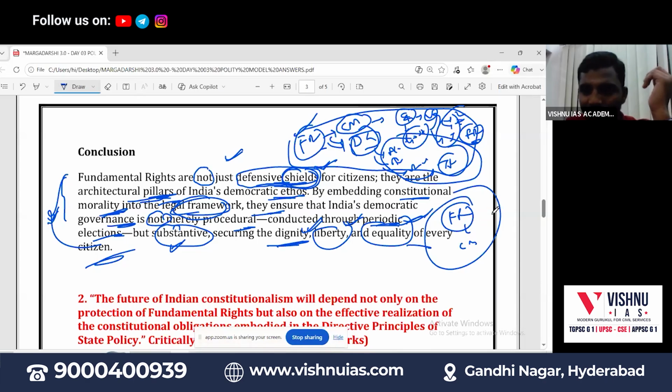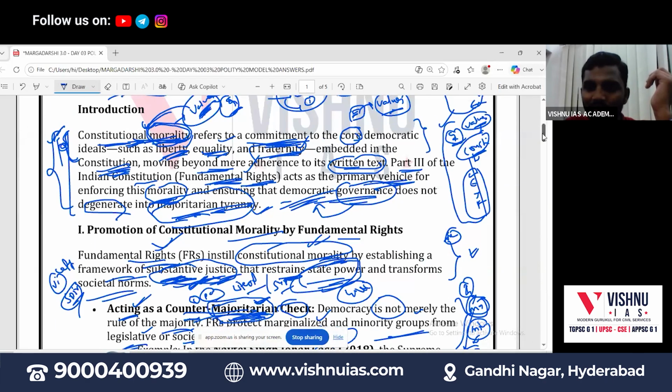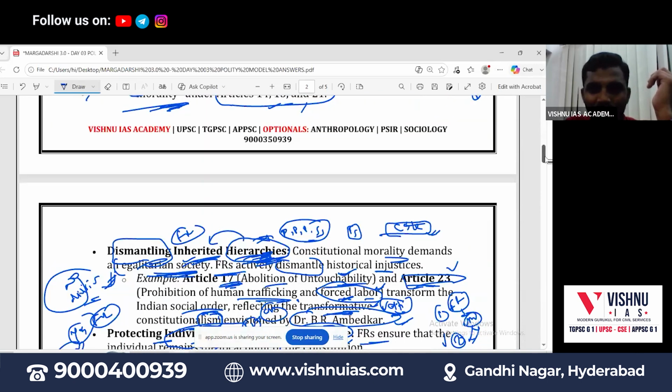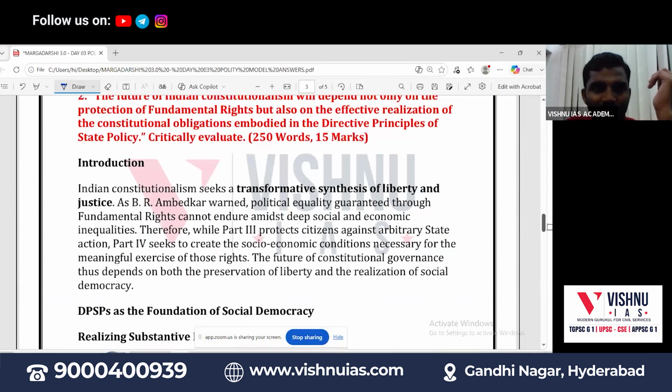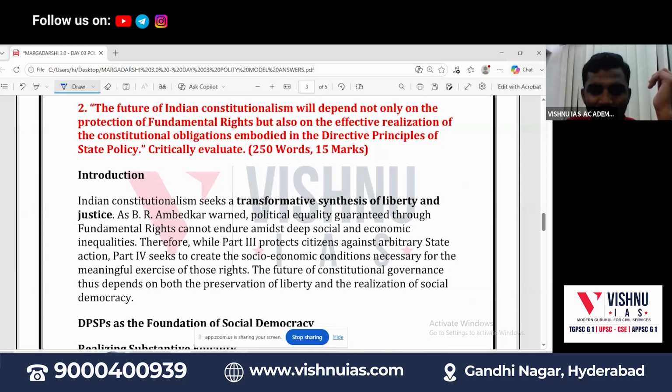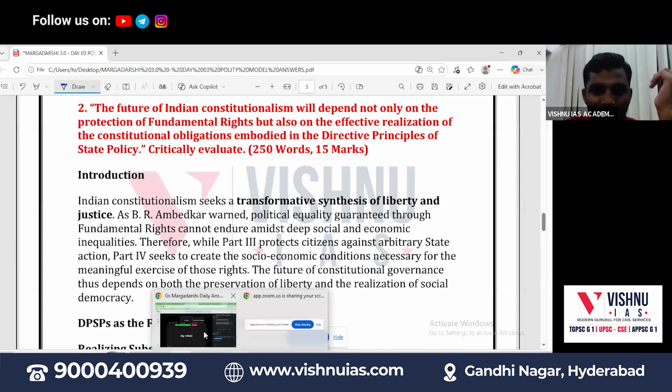So I think I have explained in detail how fundamental rights can be used for these two things. Now let us just confirm if it is clear to you, so that I can go to the next question. Please confirm once. Is it clear? The conceptual part, is it clear?